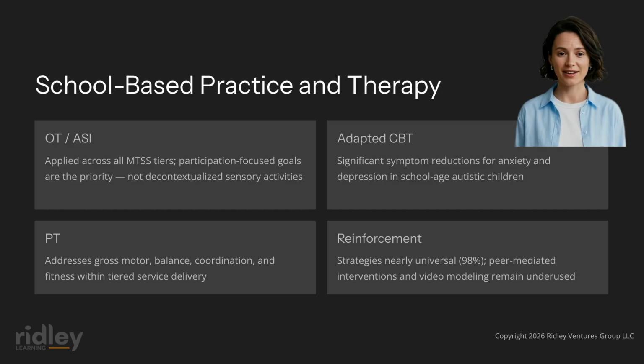are the priority target. School-based physical therapy addresses gross motor skills, balance, coordination, and fitness within tiered service delivery models that are increasingly implemented alongside special education services. Adapted cognitive behavioral therapy is supported by randomized trial evidence demonstrating significant symptom reductions for anxiety and depression in school-age autistic children and is widely regarded as a primary treatment option.